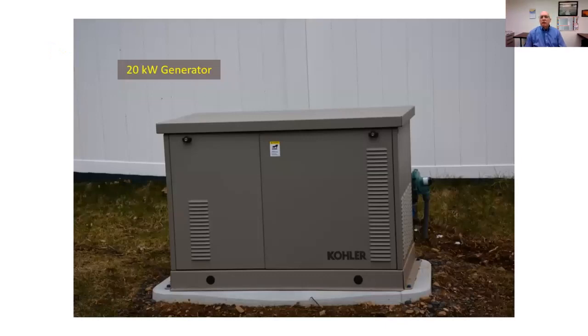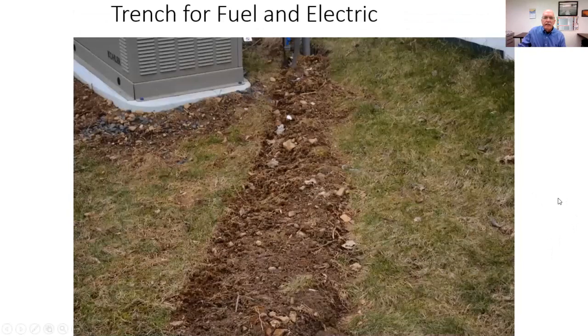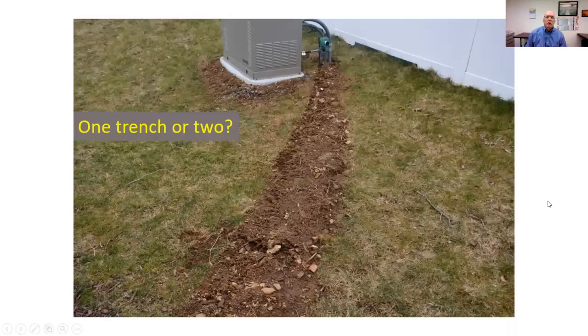Second example here, this is at my own double wide. It's a 20 kW Kohler. Again, this is set on a stone base, and then the precast form is set on there, and then the generator is secured to it. Here's the trench from my double wide over to the location for the electric and the gas. Do we need one trench or two?